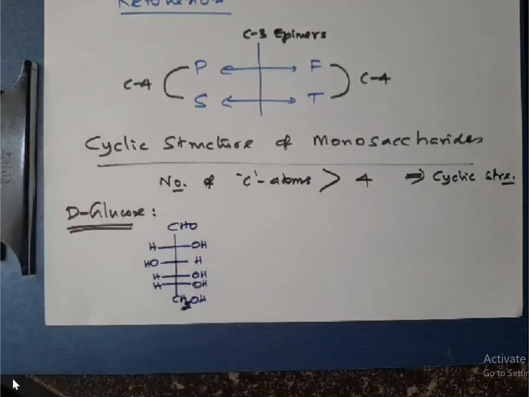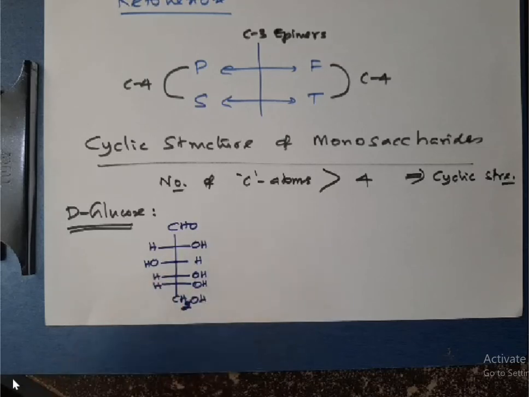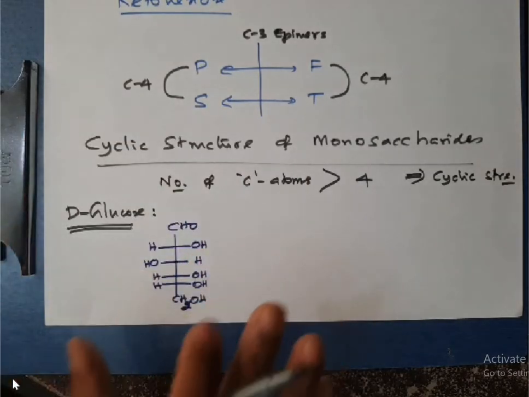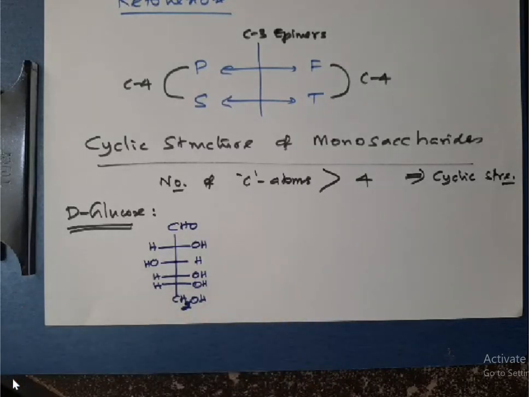Remember, these are all proper structures of carbohydrate. Okay, proper structure of carbohydrate. So keep this in mind. It's a proper structure of carbohydrate, glucose. And this is called the open chain structure. Whatever I have drawn here is the open chain structure. Now I am going to convert this into cyclic.